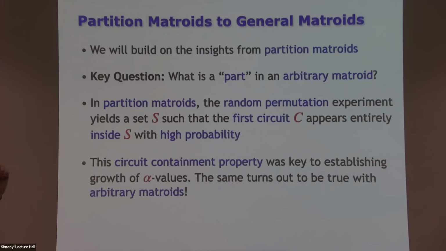I call this the circuit containment probability, and this was key for us when we were trying to argue about the growth of the alpha values, that we get this quadratic growth in the alpha values between subsequent rounds. And it turns out that this same thing is key when we talk about arbitrary matroids.